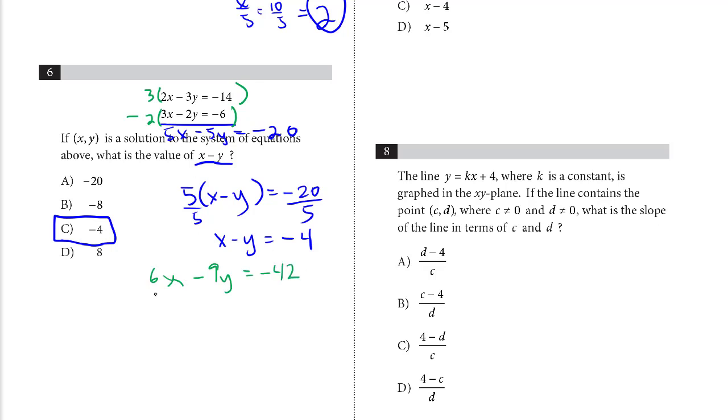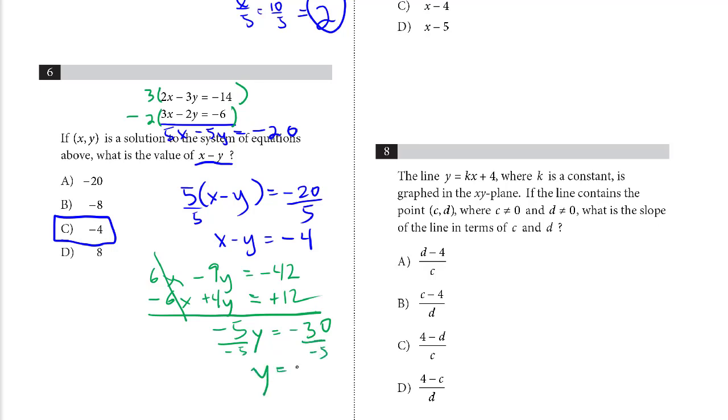Minus 2 times 3x is minus 6x on the bottom equation. Minus 2 times minus 2y is plus 4y. And minus 2 times minus 6 is plus 12. I'm going to add these two equations now. The x's cancel. Minus 9y plus 4y is minus 5y. Minus 42 plus 12 is minus 30. And I can just divide both sides by negative 5. And we'll see y equals 6.